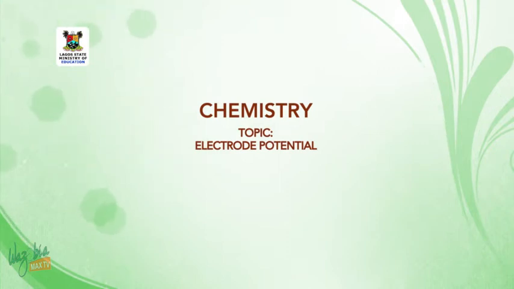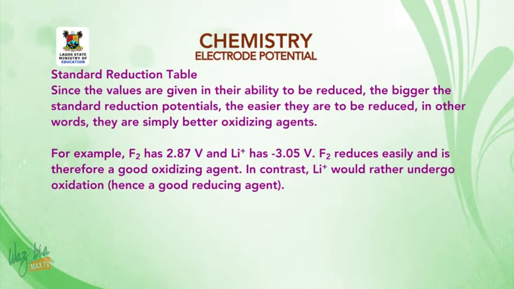Now, welcome back. Standard reduction table. Now, we want to look at the standard reduction table, which is also known as the electrochemical series. Since the values are given in terms of their ability to be reduced, the bigger the standard reduction potential, the easier they are to be reduced. In other words, they are simply better oxidizing agents.